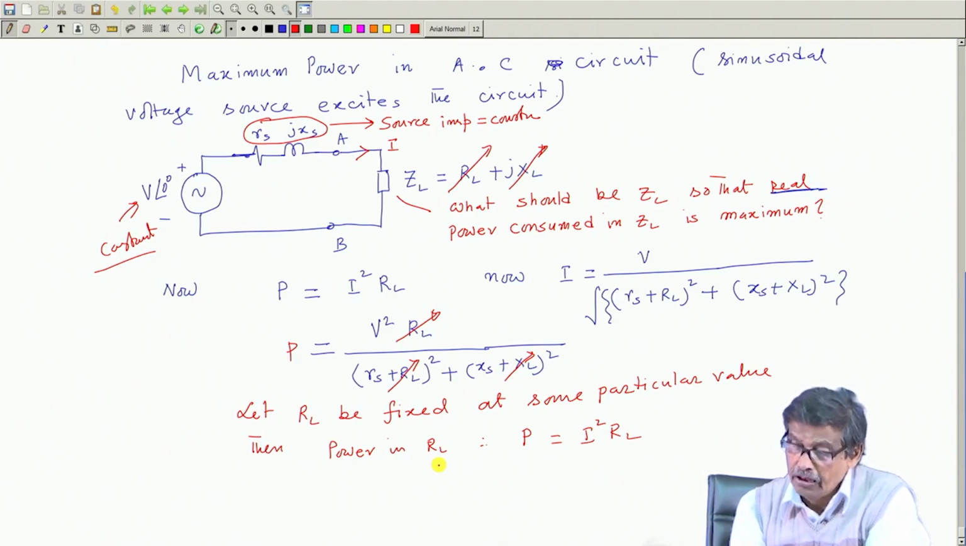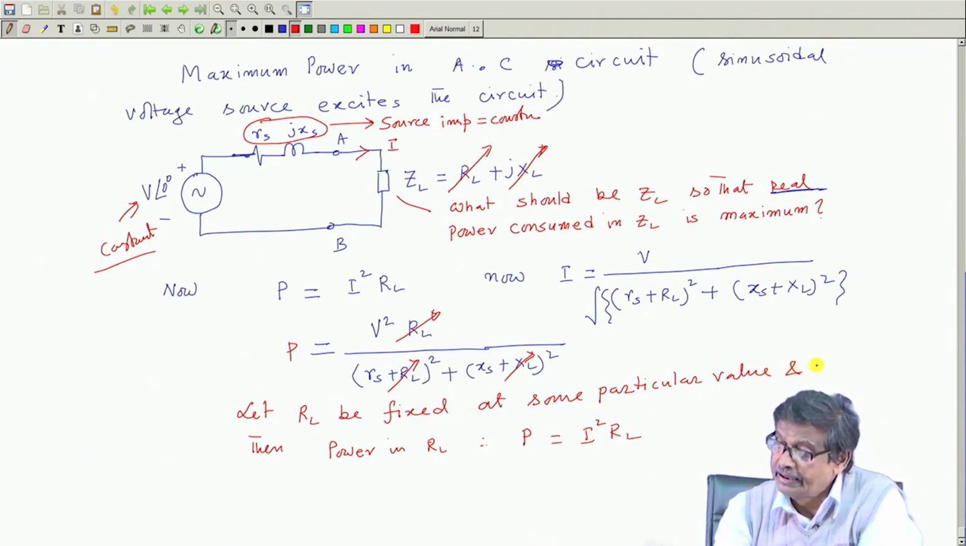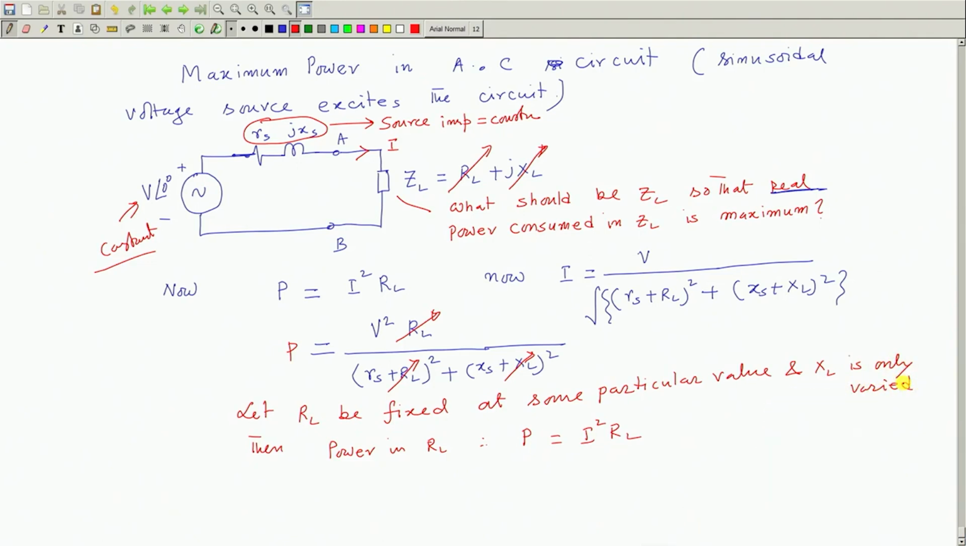Is it not? I will vary XL, a particular value, and only XL is varied. So, under this assumption, I know what will be the power in RL. Power in RL is I square into RL. RL I have made fixed. Who is changing then? I is changing. What for? Because we are varying XL. Which value of XL will give maximum RMS current under this scenario?